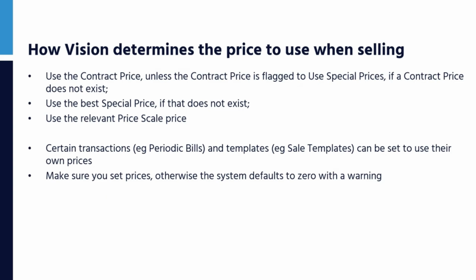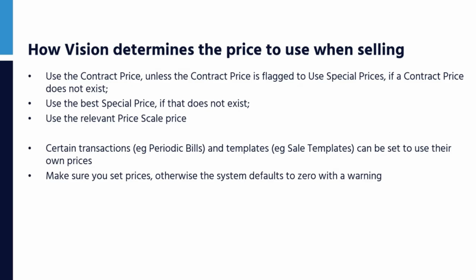And this is how Vision determines the price when selling: if there's a contract price, it will use that unless you flag the contract price to consider special prices, in which case, if the special price is better than the contract price, the special price will be used. But if you don't have a contract price, it will use the best special price. You could have multiple special prices for that combination of customer and item. The system will determine the best price among those competing special prices and use that. And of course, if you don't have a special price, it can't use that, so it'll then look at the relevant price scale price for that item.